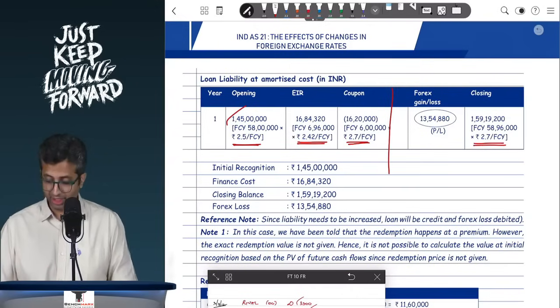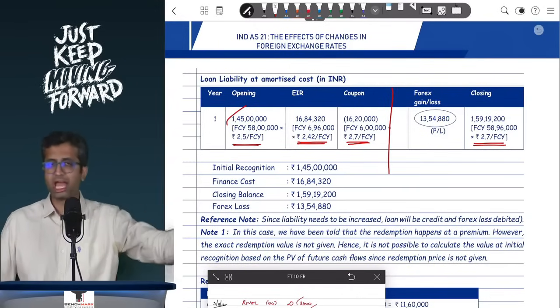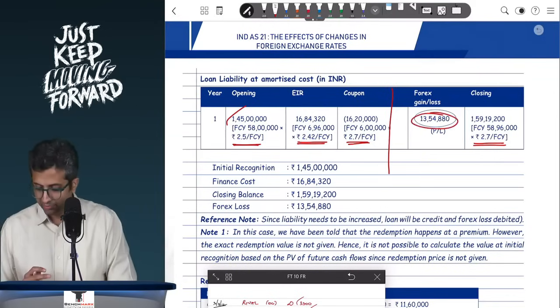And hence the difference, if any, is because you are sometimes applying 2.5, sometimes applying 2.42, and sometimes 2.7. And hence that cumulative difference is 13 lakh 54,880.